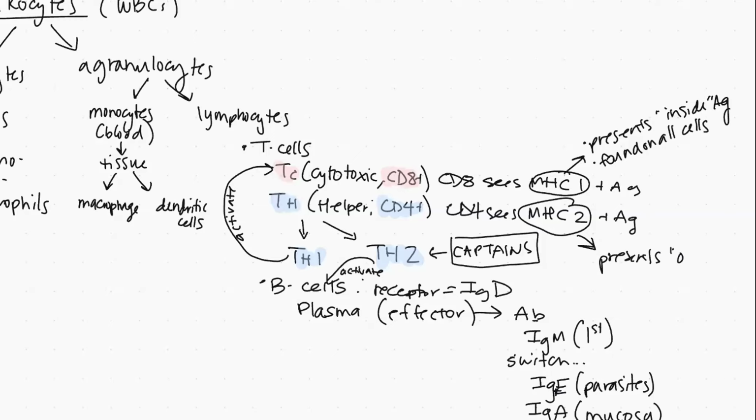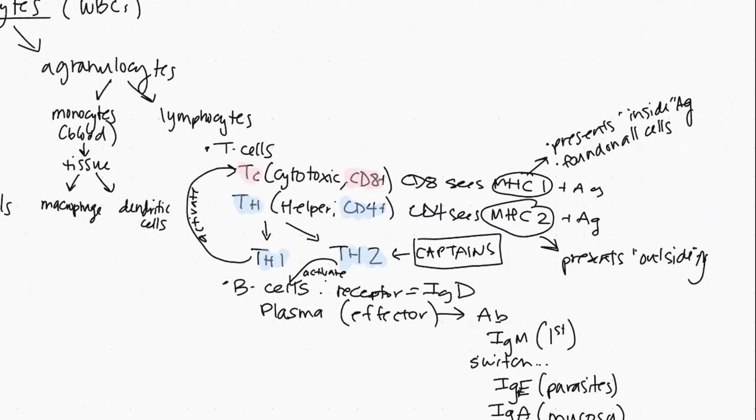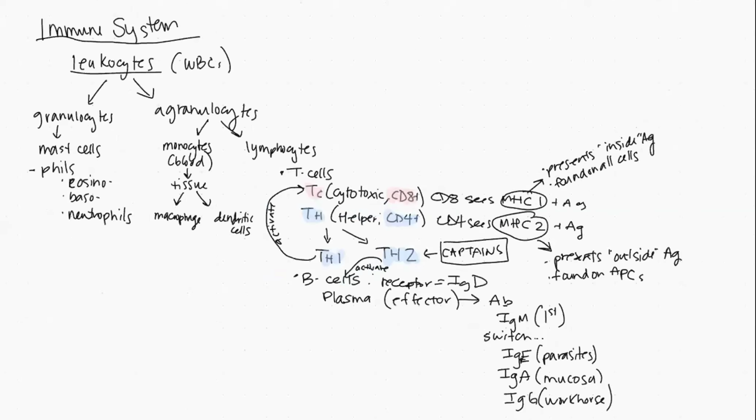And the only cell, this is really getting out of hand with my handwriting here. The only cells that can present the outside antigen, the only cells that have MHC2, are antigen presenting cells. I'm going to get a highlighter and highlight those guys. It's a pencil. I want a highlighter. Let's do these guys in yellow.